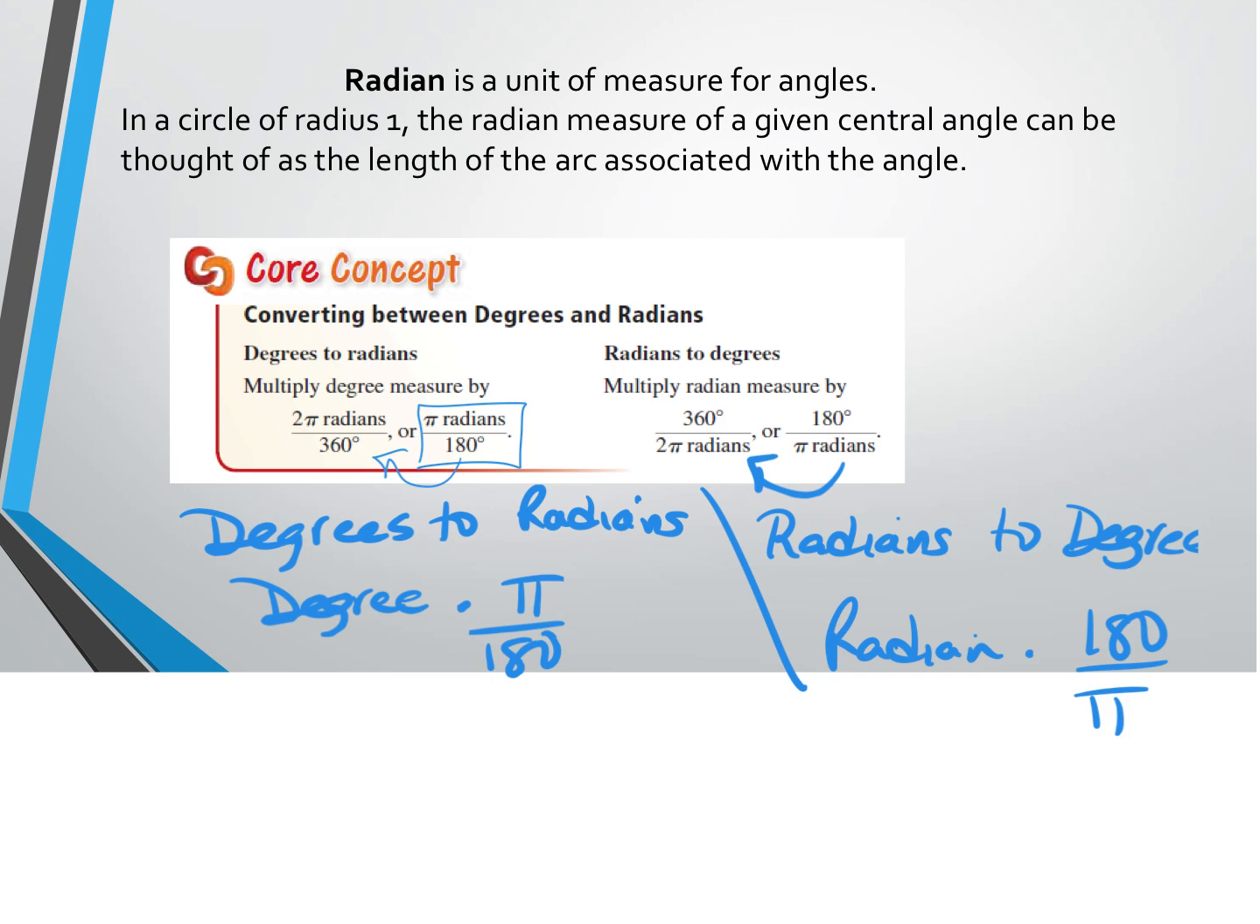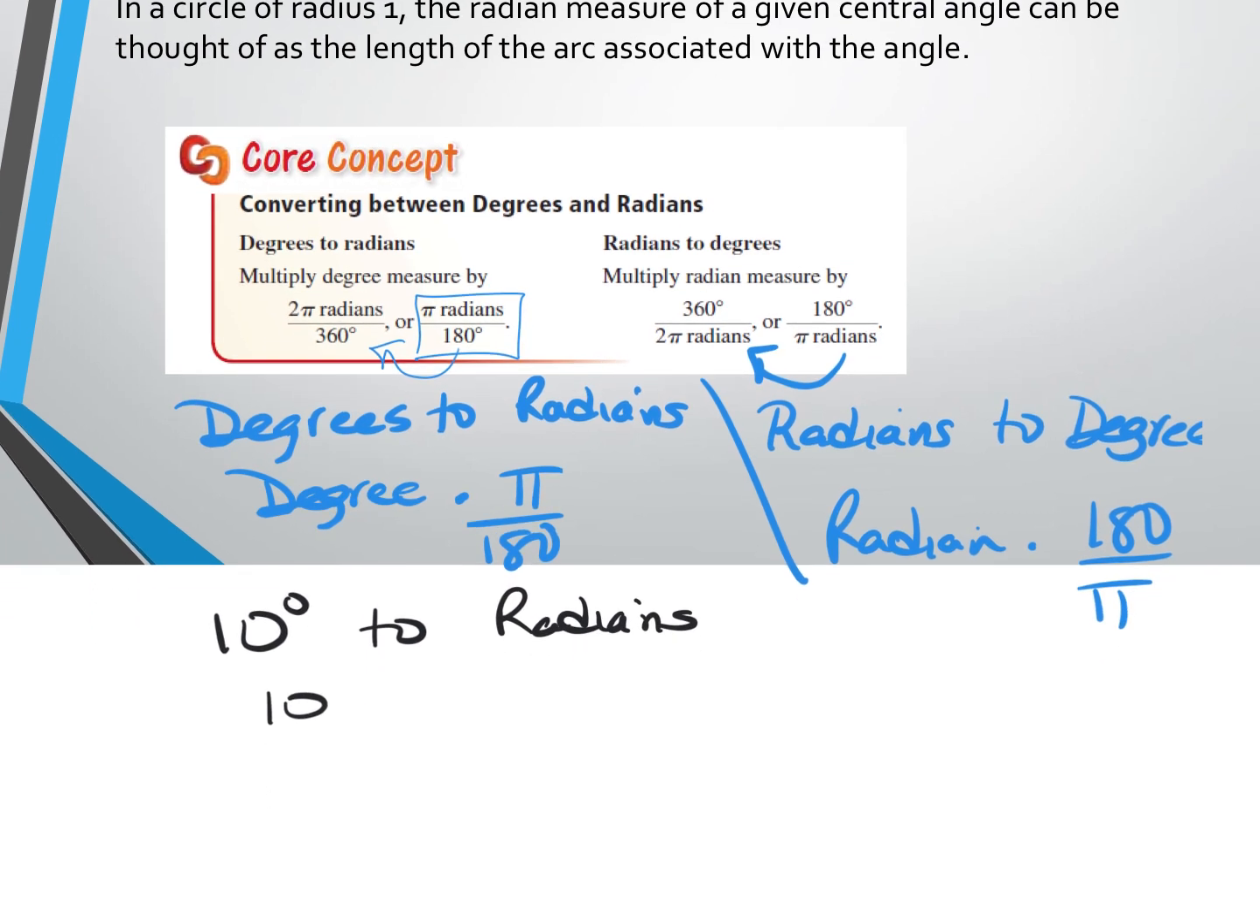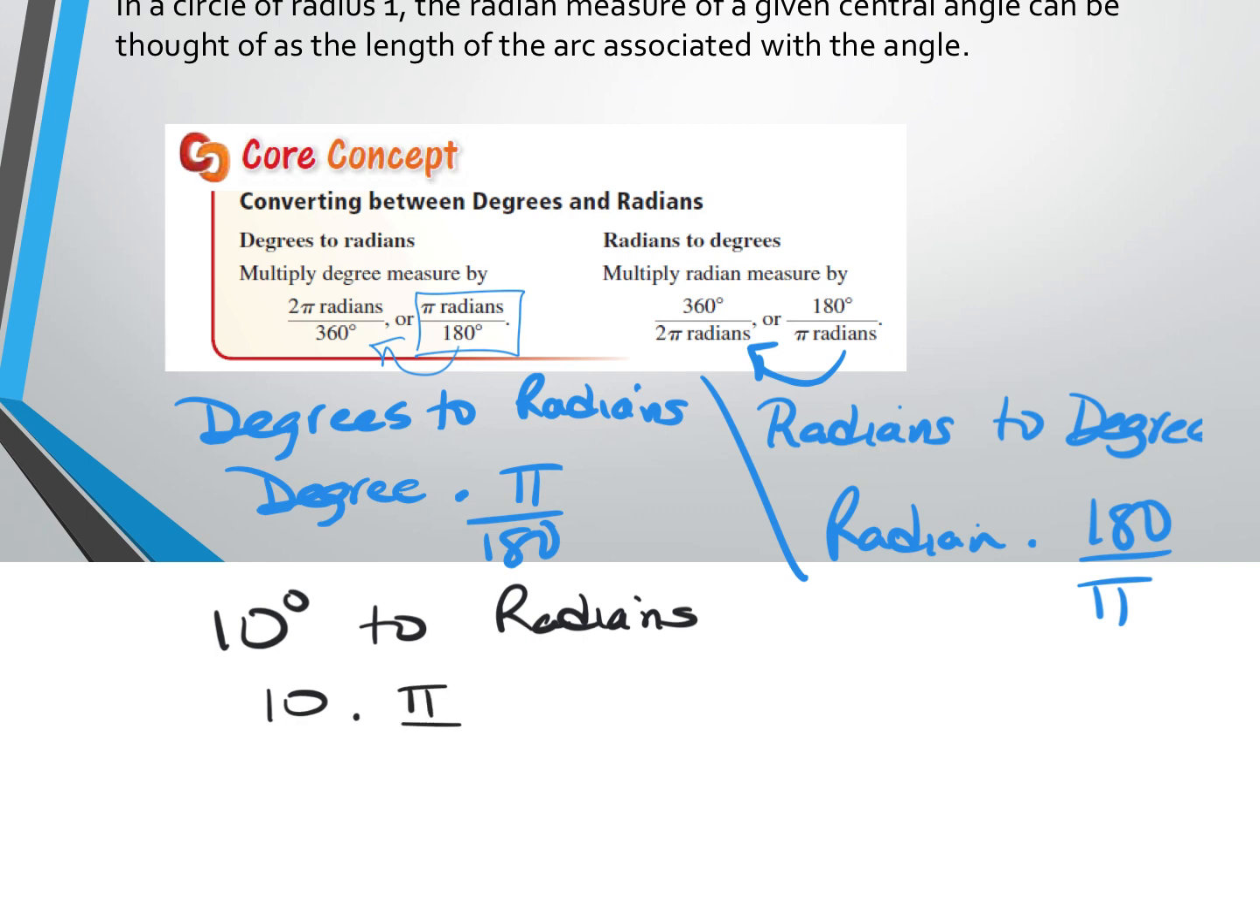So an example is, let's say I wanted to convert 10 degrees to radians. All I would do is take 10, multiply it by pi over 180. Again, I could simplify. 10 goes into 10 once. 10 goes into 180 18 times. So in radians, it's just going to be pi over 18 radians.